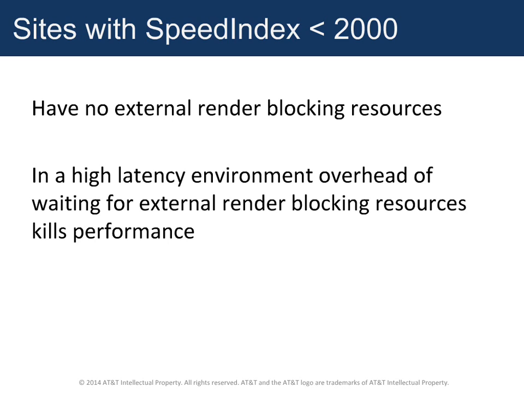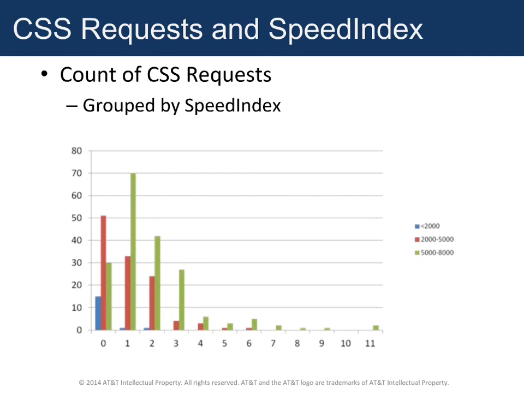And so we can actually look here. This is a graph of CSS requests grouped by the speed index. The numbers are pretty hard to see here, but on the x-axis you've got the number of external CSS files that are requested, and you've got the count on the y-axis. The blue line are sites with a speed index of under 2,000. You can see sites under 2,000 generally have 0, 1, or 2 external CSS files. When you get to 2 to 5, that's in red. There are a few that have 5 or 6, but the vast majority are still under 2 external CSS files.